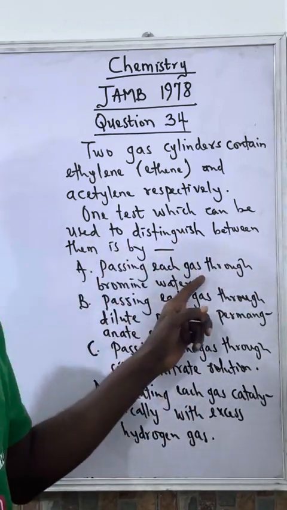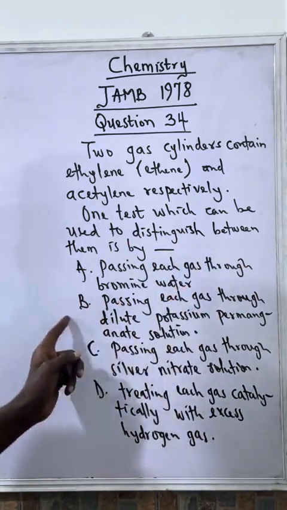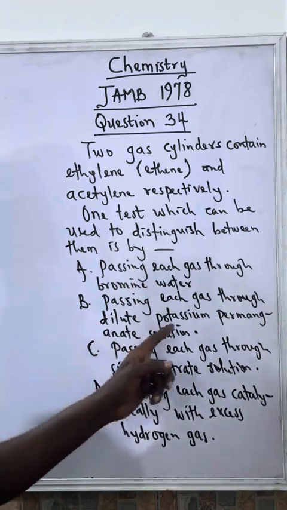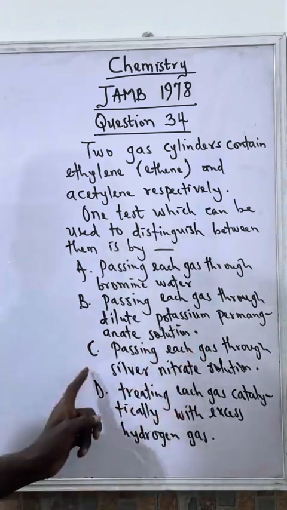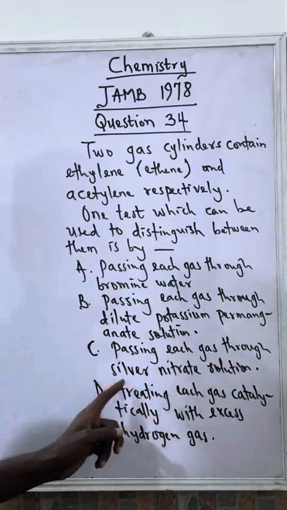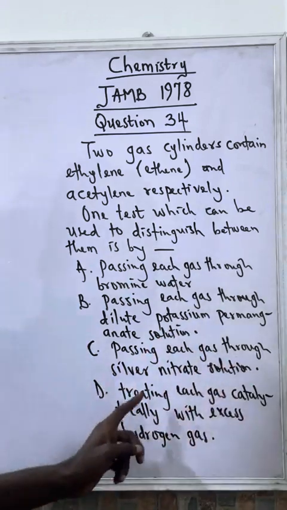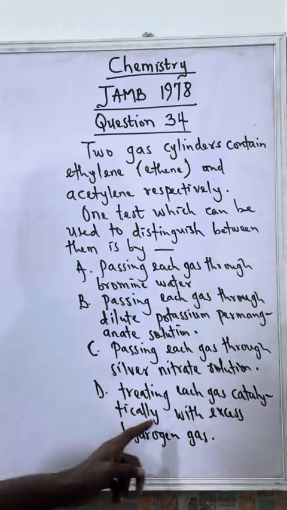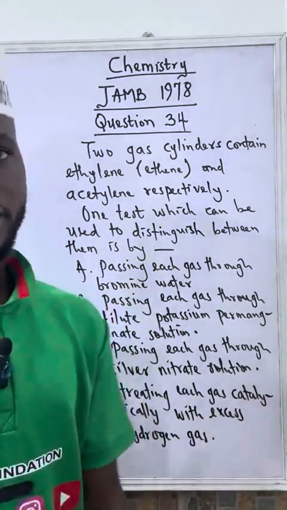A, passing each gas through bromine water. B, passing each gas through dilute potassium permanganate solution. C, passing each gas through silver nitrate solution. D, treating each gas catalytically with excess hydrogen gas.